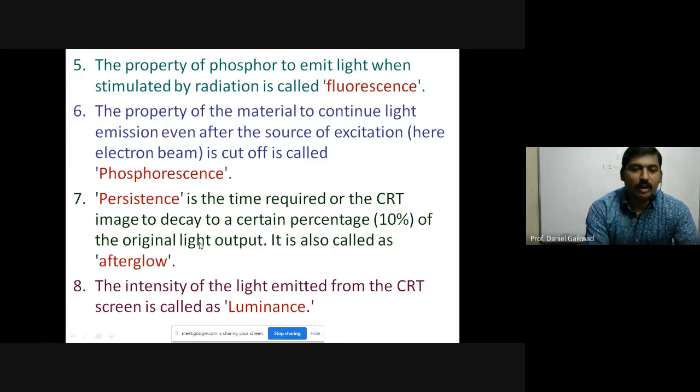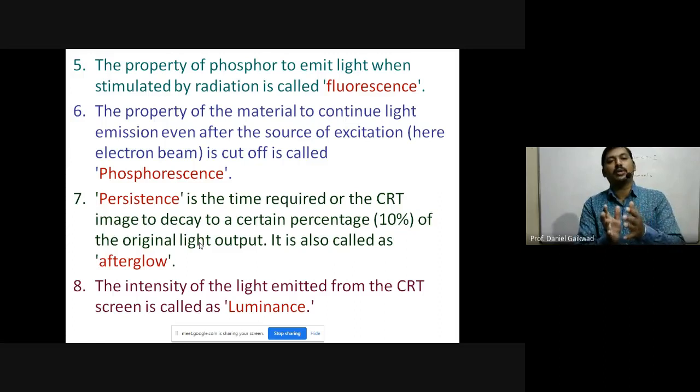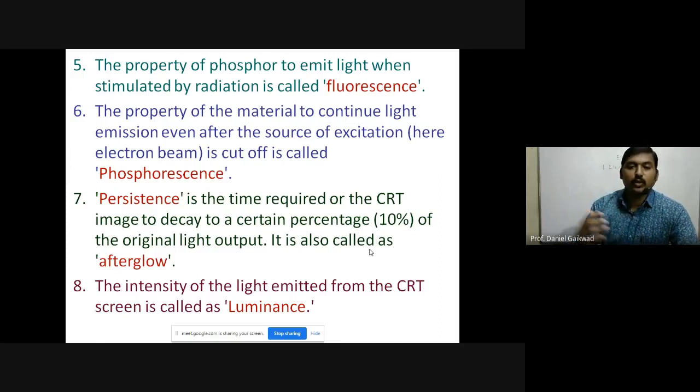So when we have one image, that image should remain for a certain time according to the concept of phosphorescence. Persistence is required to reduce the light up to 10% because the next image has to appear instead of the first. So there is a continuous waveform generated: first waveform, second waveform. For that purpose, the first image should reduce in intensity, then the second image appears. For that, we require the persistence or time required.